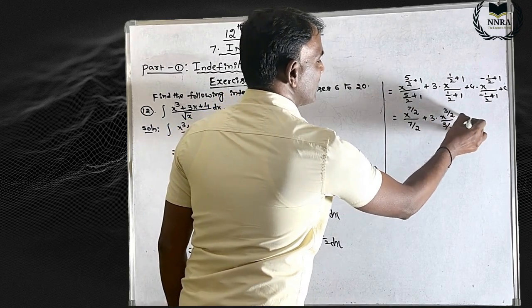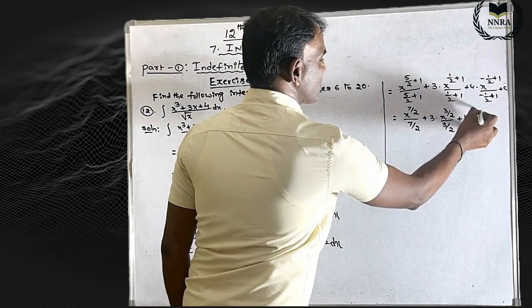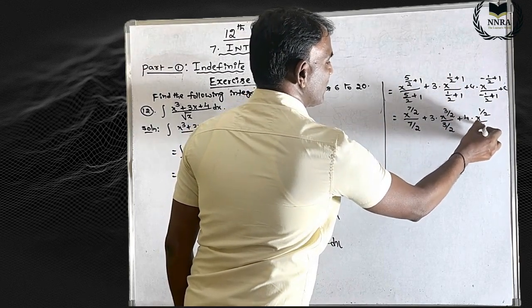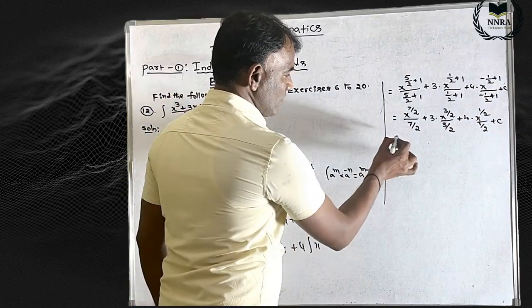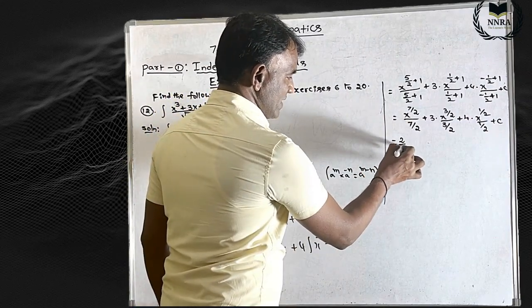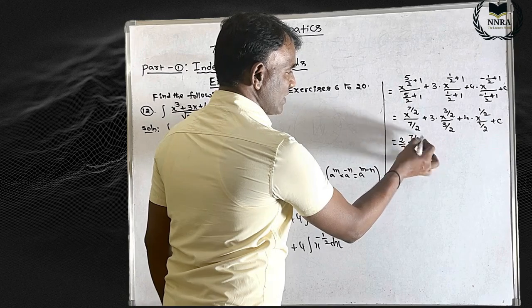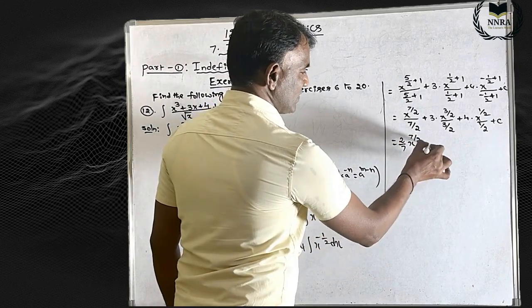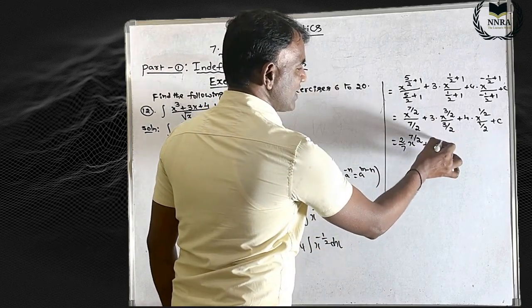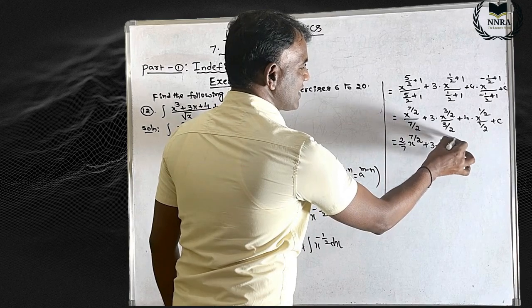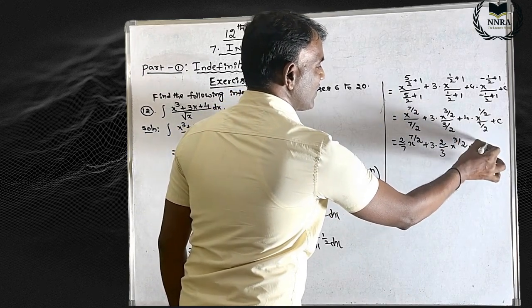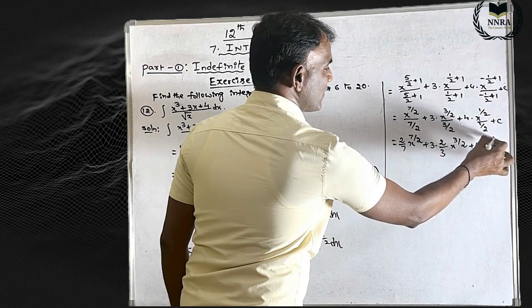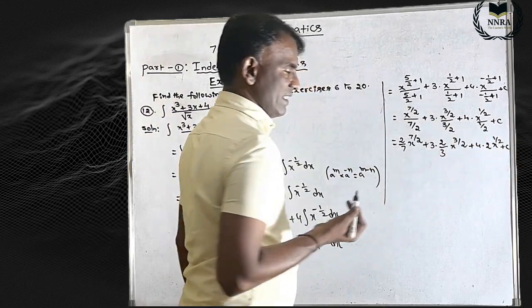And 4 into x power minus 1 plus 2, that is 1 by 2 by 1 by 2, then constant c. So 1 by 7 by 2 can be written as 2 by 7 x power 7 by 2. And now 3 into 1 by 3 by 2 is 2 by 3, then x power 3 by 2. And 4 into 1 by 1 by 2 is 2, then x power 1 by 2, then constant.